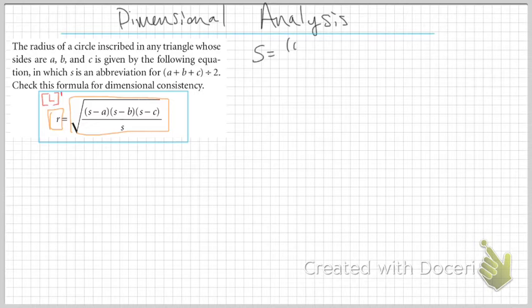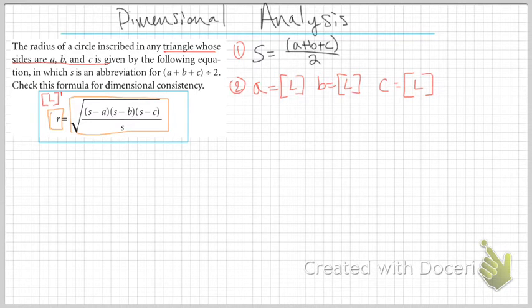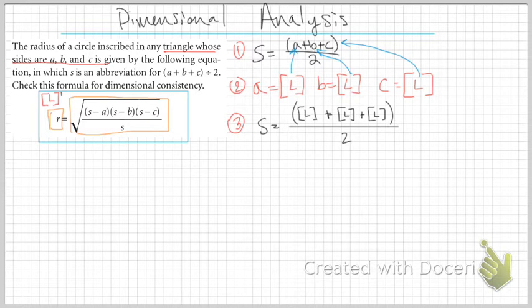So I'll pull out some stuff from my question that I know. I know S is equal to what it says it is, A plus B plus C over 2. I also see from my problem that A, B, and C are described as sides of a triangle, and a side is a length to the first power. So, secondly, I know that A is a length dimension, B is a length dimension, and C is a length dimension. And those go in the numerator of what S is equal to. So I can rewrite what S is equal to right there. You can see it's 3 length values over 2.